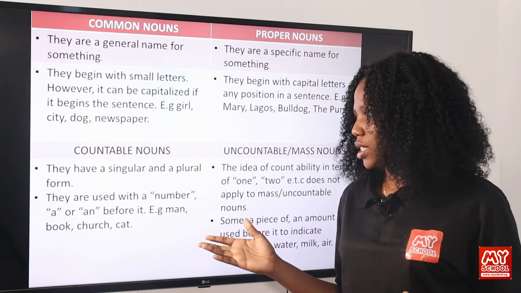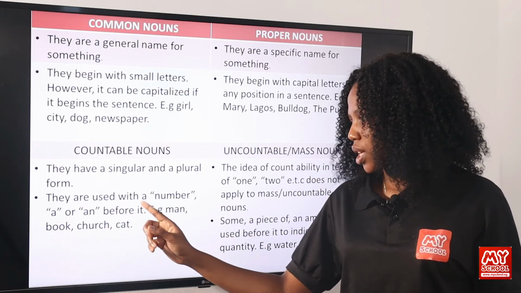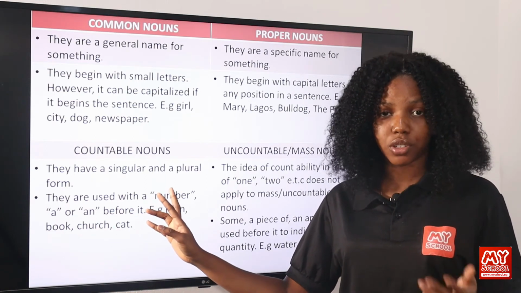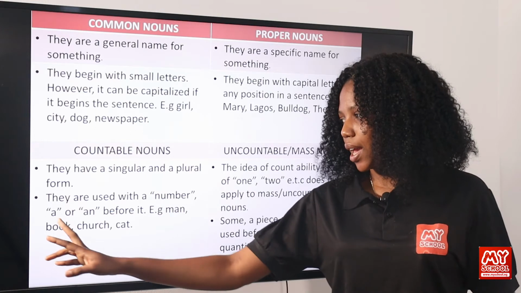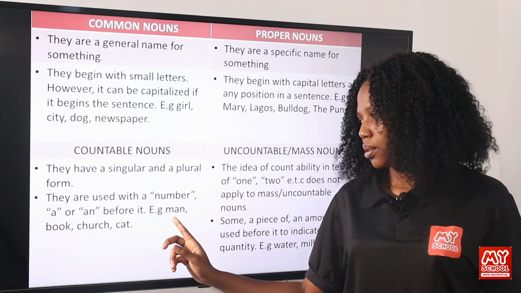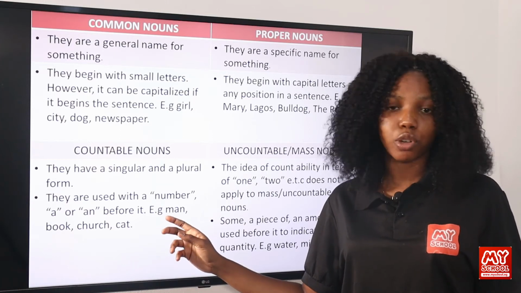Okay, so let's look at the second point. They are used with a number, as in 1, 2, 3, 4, or a or an before it. For example, man, so we can say one man.